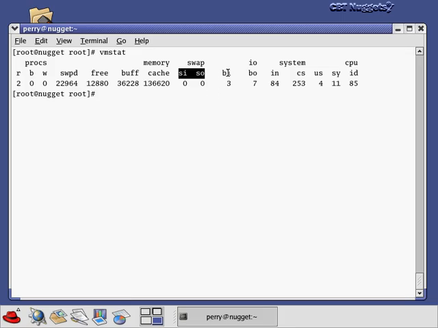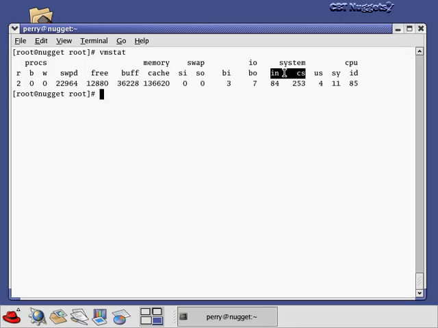And I/O has to do with the number of blocks in and blocks out. So this is the number of blocks that have been sent to an I/O device, and this is the number of blocks that have been received from an I/O device. System here, IN stands for the number of interrupts per second, and CS is the number of context switches per second. So what's an interrupt?